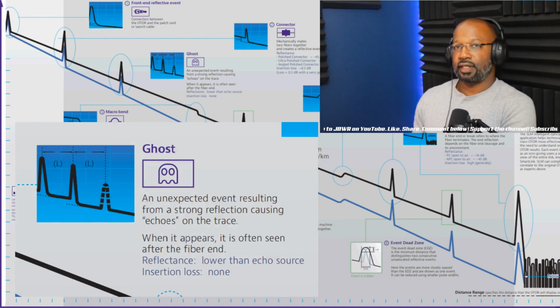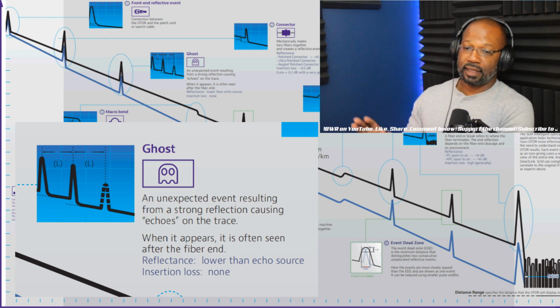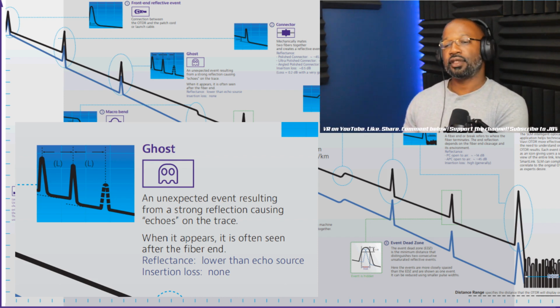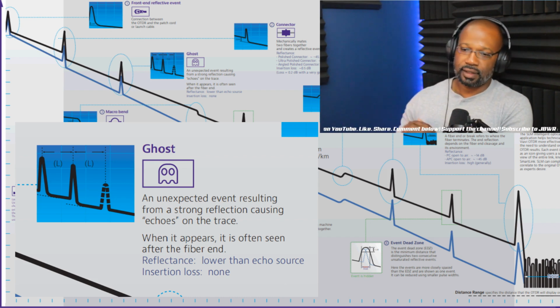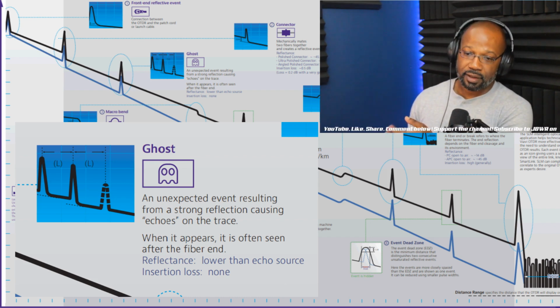Next step down, we see a ghost, right? A very scary ghost, but it's nothing to be worried about. Spikes like this could scare a new technician, but the only thing you're really seeing is a reflection event, right? According to this document, it's an unexpected event resulting from a strong reflection causing echoes in the trace.